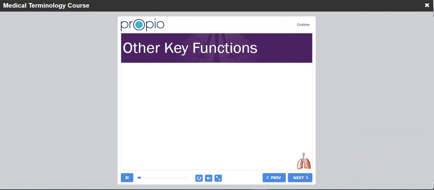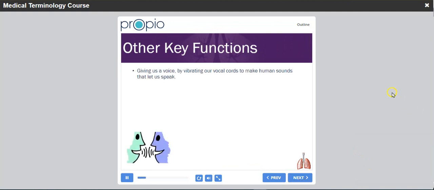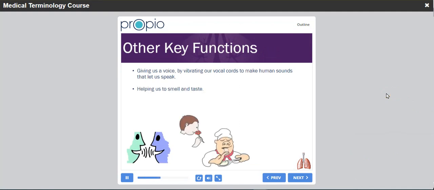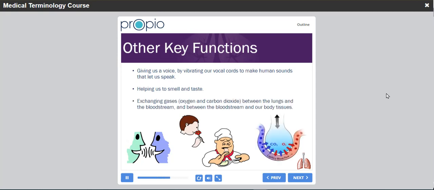Other key functions of the respiratory system are giving us a voice by vibrating our vocal cords to make human sounds that let us speak, helping us to smell and taste, and exchanging gases, oxygen and carbon dioxide, between the lungs and the bloodstream, and between the bloodstream and our body tissues.